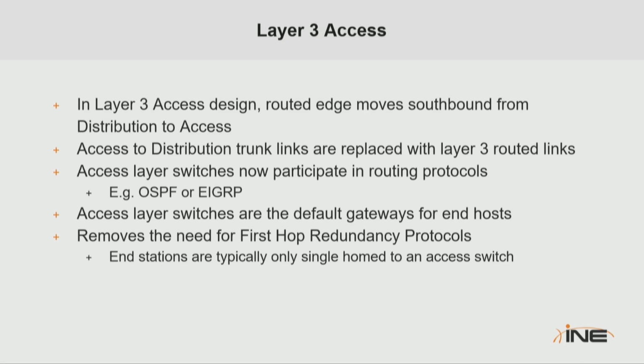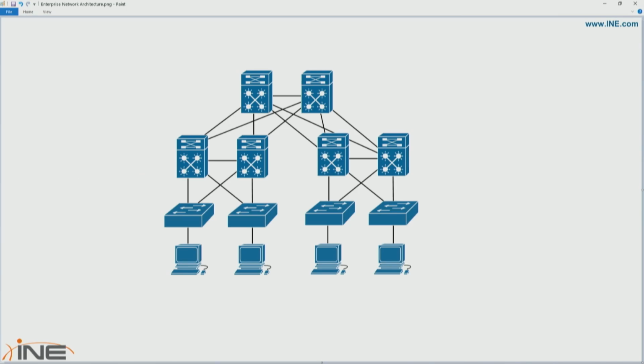Now, in an alternate design called Layer 3 Access, we're moving the routed edge southbound from the distribution layer to the access layer. In the Layer 2 design, we would be running Layer 2 up to the distribution, so Layer 2 goes southbound from the distribution switches to the access layer. And then we run Layer 3 routing as we go upstream from the distribution layer to the core layer.